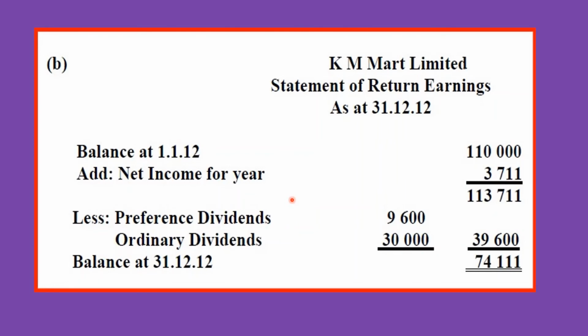Sometimes you have other items, like transfer to reserves and so on, that cause the account to decrease, and there may be other items that cause it to increase. But usually, the only item that causes it to increase is the net income for the year.